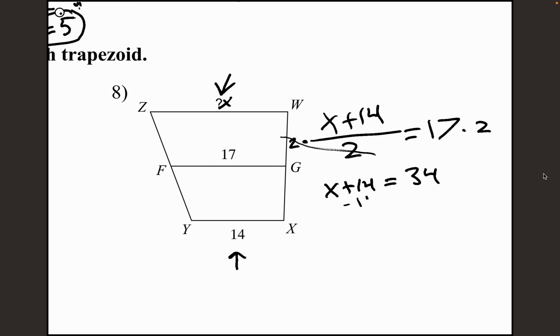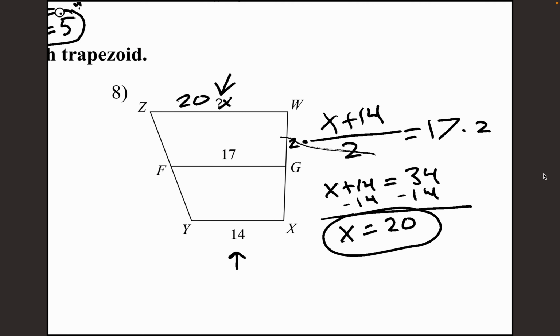Now I need to subtract 14, and then x equals 34 minus 14, which is 20. So x equals 20, and that's going to be our value right here. Perfect. Now you're going to have some examples of finding the base as well.